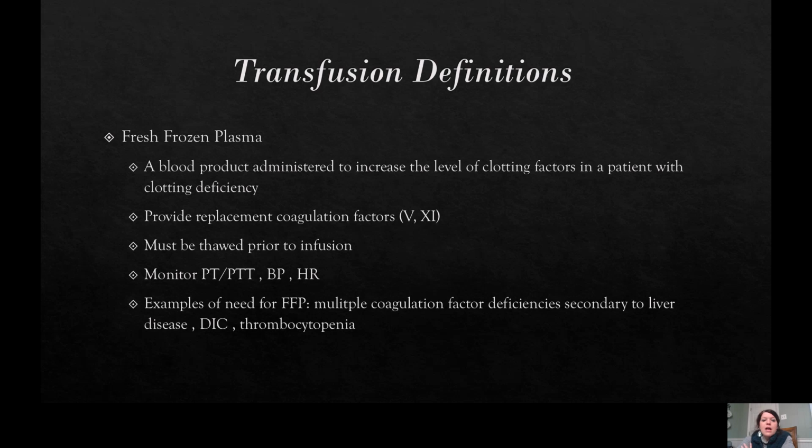So fresh frozen plasma is a blood product administered to increase the level of clotting factors in a patient with a clotting deficiency. We are going to provide replacement of the coagulation factors 5 and 11. It must be thawed prior to infusion. And we are going to monitor the patient's PT, PTT, their blood pressure, and their heart rate. Examples for patients who would need fresh frozen plasma would be that multiple of their coagulation factors are deficient, secondary to liver disease, patients who are in DIC, or patients who have thrombocytopenia.